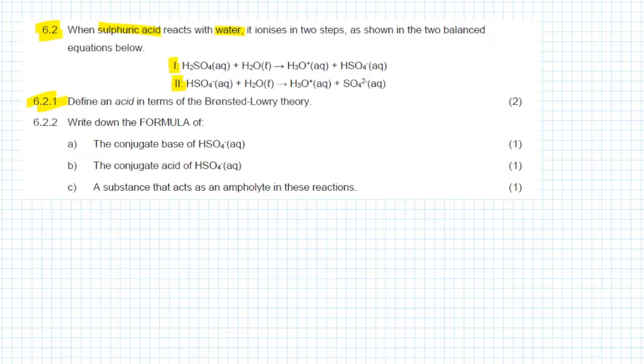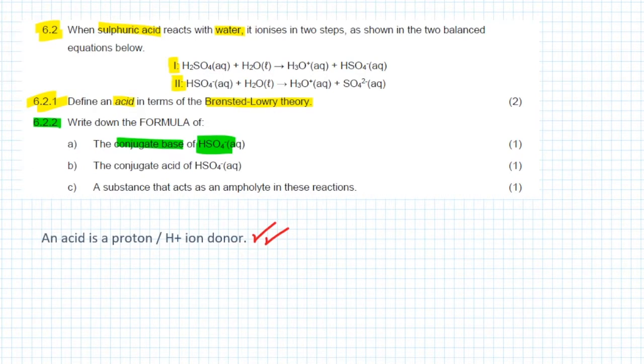Question 6.2.1 says, define an acid in terms of the Bronsted-Lowry theory. So according to the Bronsted-Lowry theory, we say that an acid is a proton donor or a hydrogen ion donor, H+ donor. And we're going to get 2 marks for this. If you define the acid in terms of the Arrhenius theory, you're not going to get any marks, so please be careful.